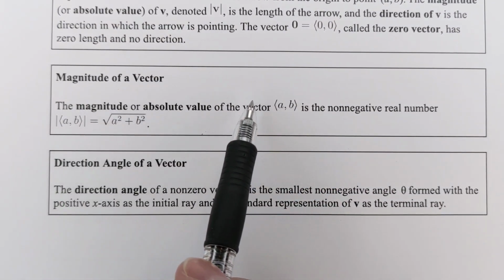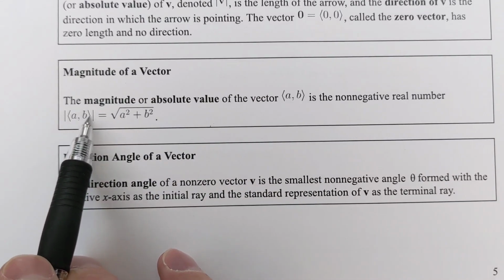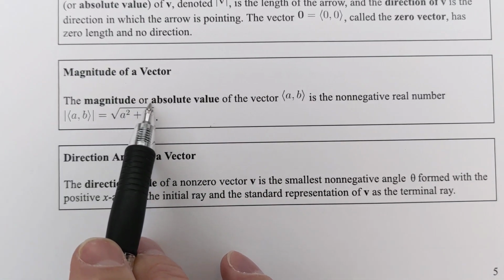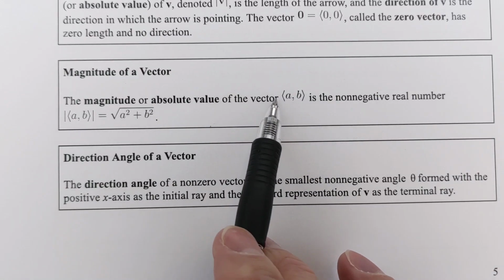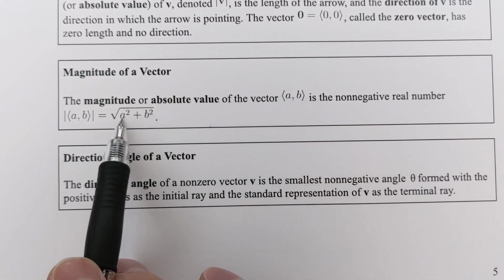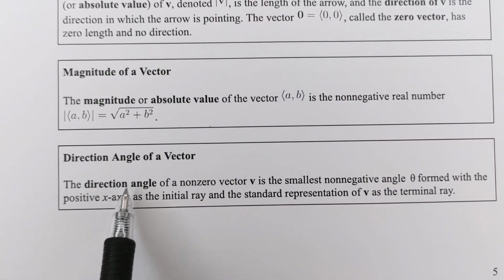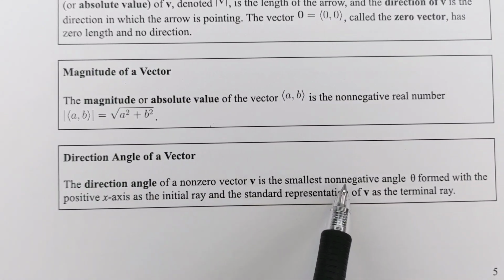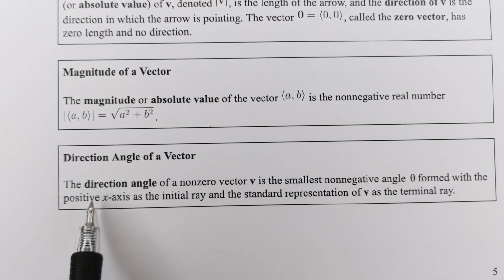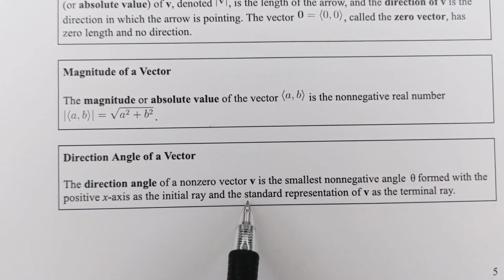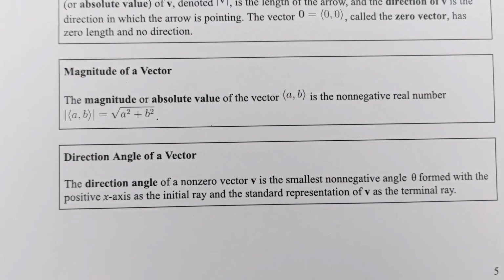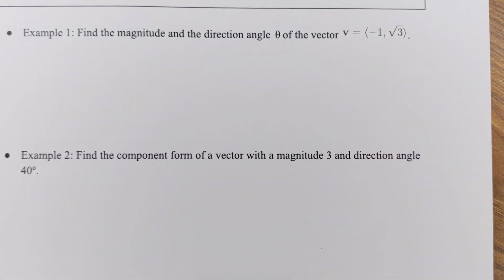The magnitude of the vector <A, B> is the square root of A squared plus B squared, because you can think of drawing a right triangle where A and B are the two legs, and you're finding the length of the hypotenuse. The direction angle of a non-zero vector V is the smallest non-negative angle theta formed with the positive x-axis as the initial ray and the standard representation of V as the terminal ray. So just some more definitions.